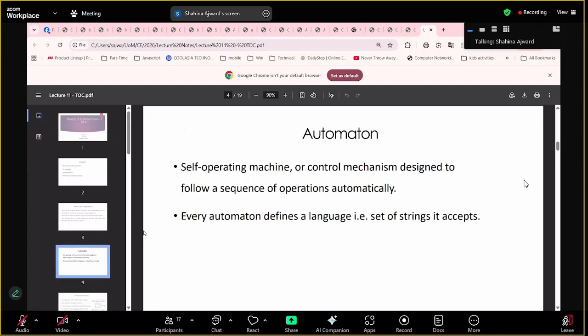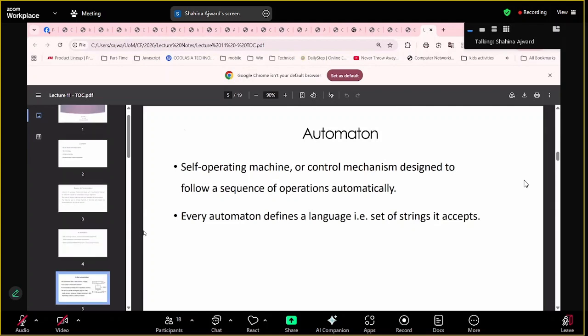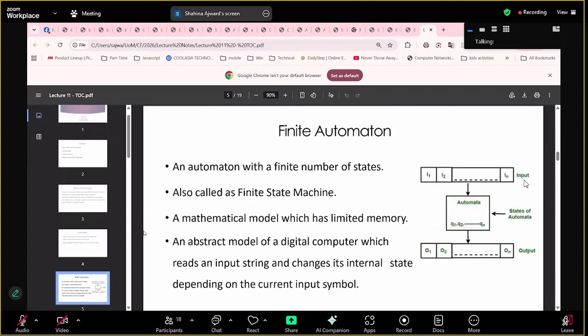So what we do is give the instructions through a language that this machine can understand. We use natural languages for communication. In a similar way, we use a predefined language to instruct these abstract machines. If an abstract machine is instructed with a language, we call it an automaton, where it can self-operate.